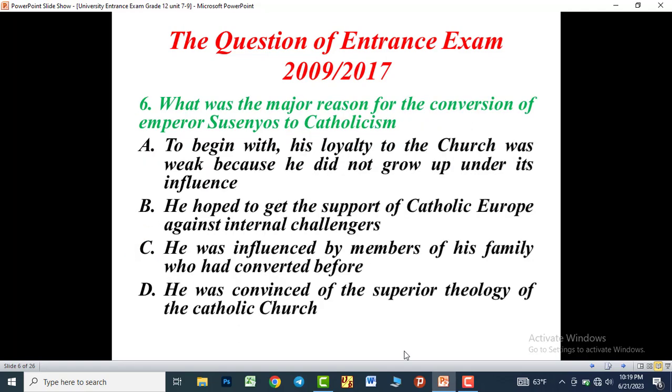Question number 6. What was the major reason for the conversion of Emperor Susenyos to Catholicism? A. His loyalty to the church was weak because he did not grow up under its influence. B. He hoped to get support of Catholic Europe against internal challengers. C. He was influenced by members of his family who had converted before. D. He was convinced of the superior theology of the Catholic Church.